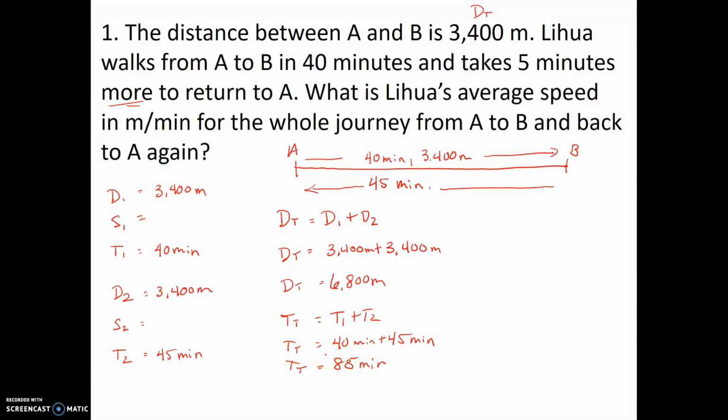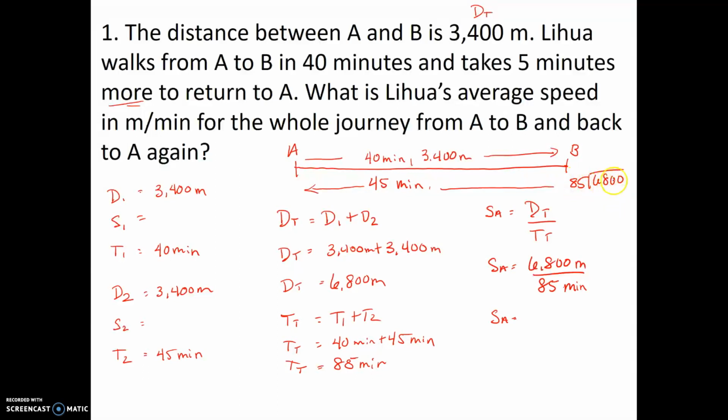All right, I think we're set. We have everything we need to find our average speed. So let's set that up. Average speed is going to be total distance over total time, which is going to be 6,800 meters over 85 minutes. And we're going to need to figure out what that is. So let's do that up here. We have 6,800, and you should be doing this on your own, by the way. I know you know how to do division.